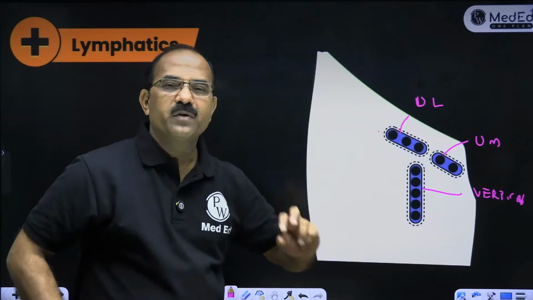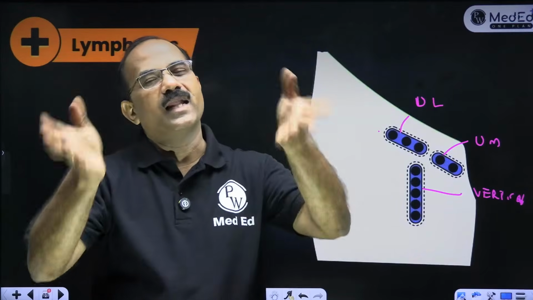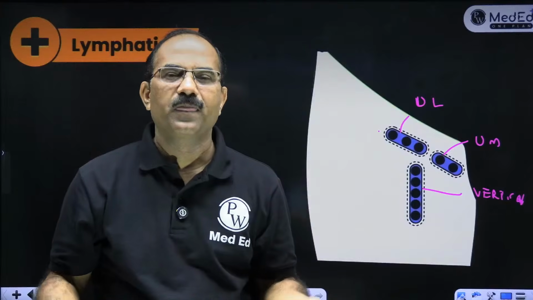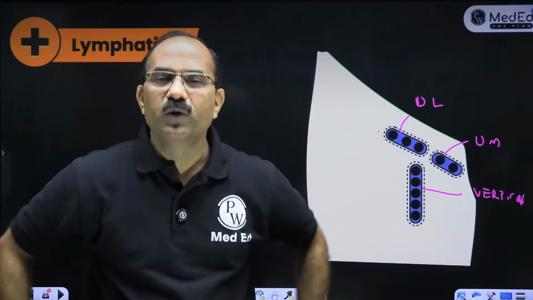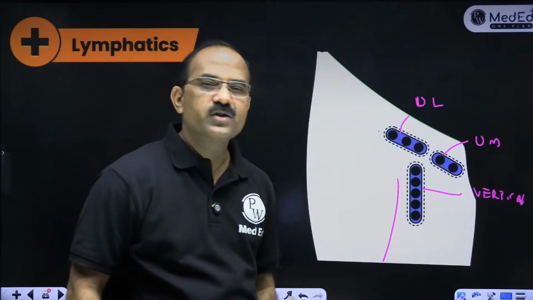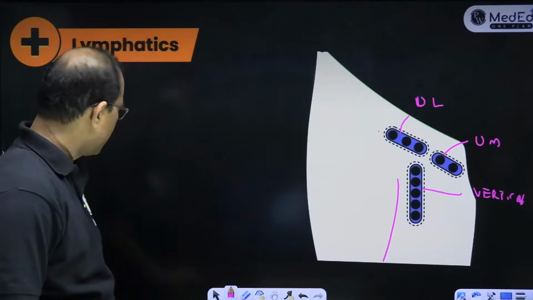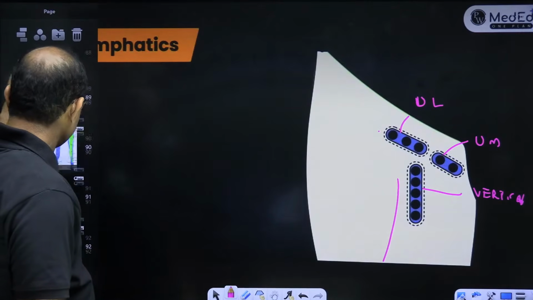The upper lateral group drains the back below the umbilicus, the gluteal region, and the lateral aspect of the thigh. And the vertical group drains the lower limb. Fine. So remember this, this comes in MCQs.